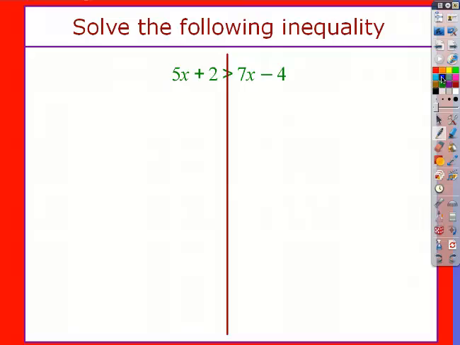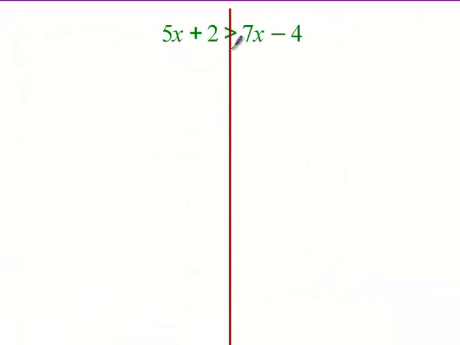Now, solving an inequality. We solve an inequality just like we do an equation. It's the exact same math. There's only one little quirk. What this quirk says is that if you multiply or divide by a negative, then you have to flip your inequality sign here in the middle. So I'm going to work through this one and see if you can follow along.